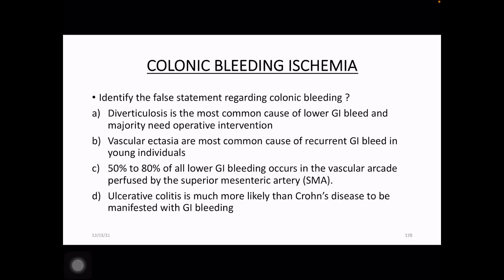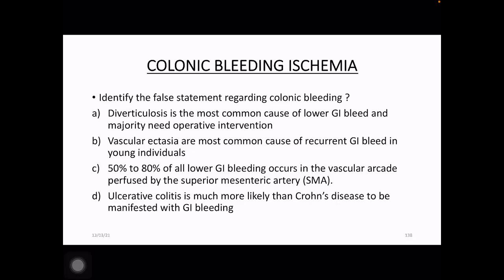So let's see about bleeding. Diverticulosis is the most common cause of lower GI bleed, and the majority need operative intervention. True or false? False. Why is it false? Because the majority doesn't need operative intervention. It settles without operative intervention. That is the reason. Okay.